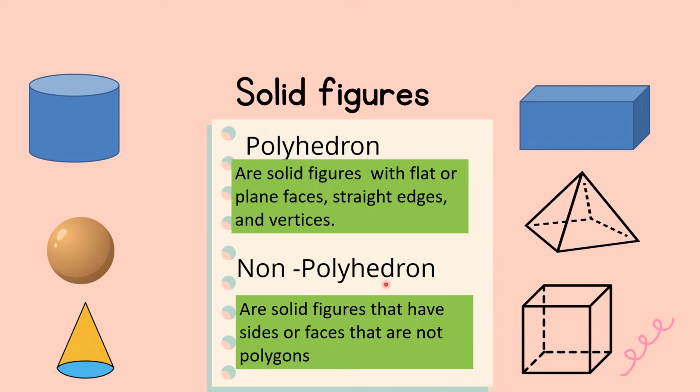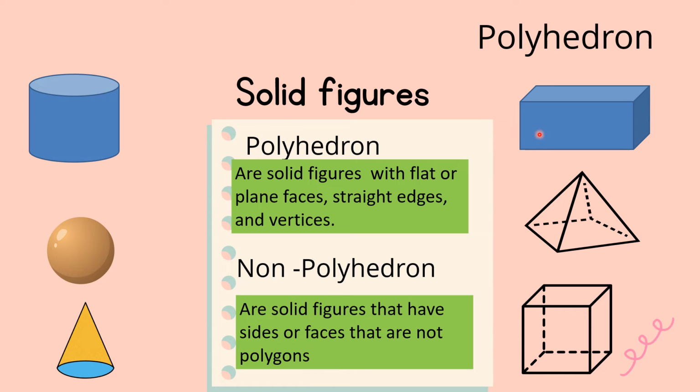While non-polyhedrons are solid figures that have sides or faces that are not polygons. I know you have an idea about polygons. So those with faces that are not polygons are called non-polyhedrons. You can pause if you want to think about it.